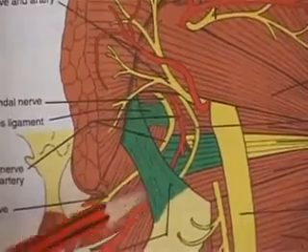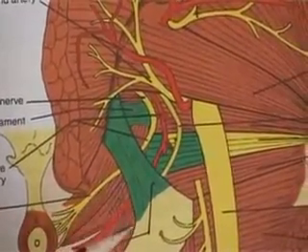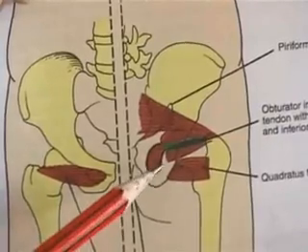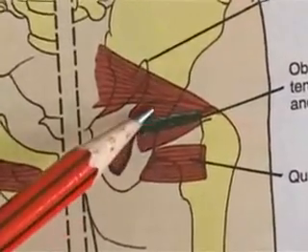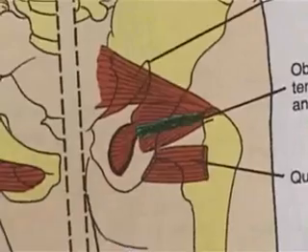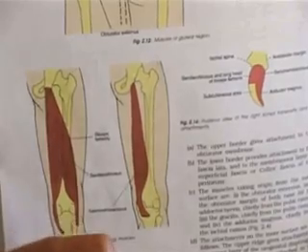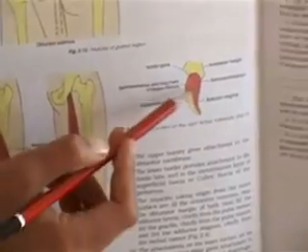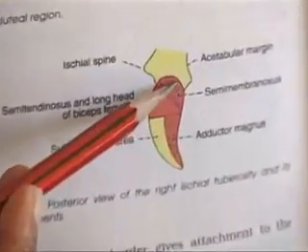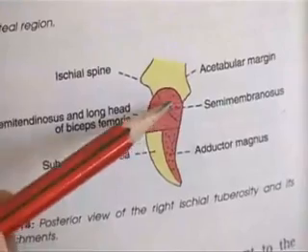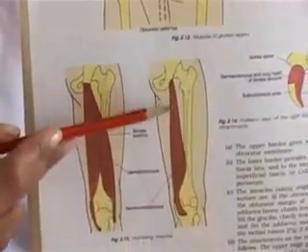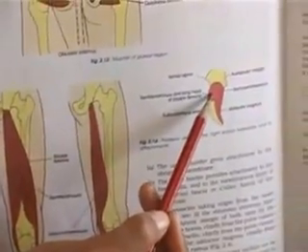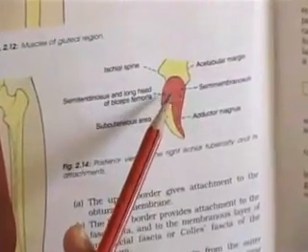Upper and lower margins of the lesser sciatic notch give origin to superior gemellus and inferior gemellus. Ischial tuberosity, the upper area: the superolateral part gives origin to the semimembranosus muscle. The inferomedial part gives origin to semitendinosus and the long head of biceps femoris muscle.